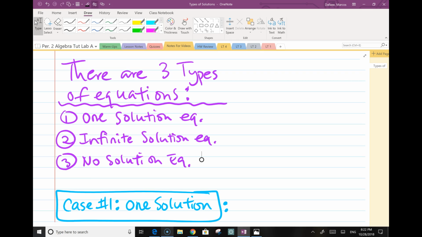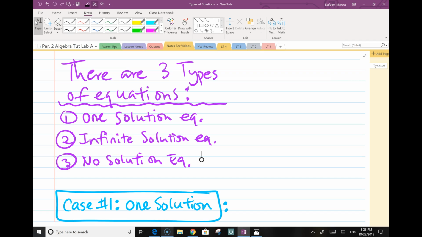The first would be that an equation would give you one solution. Now in Algebra 1 it is possible to get more than one solution, especially if you're doing absolute value equations, but we're not going to tackle that type in this video. We're going to talk about equations that, when they have a solution, have one solution.